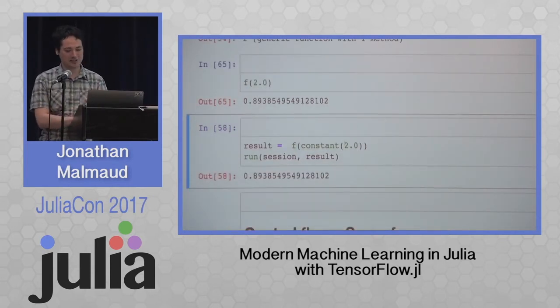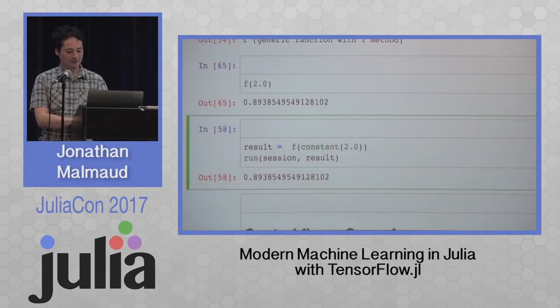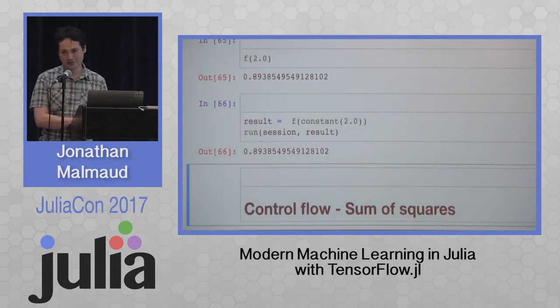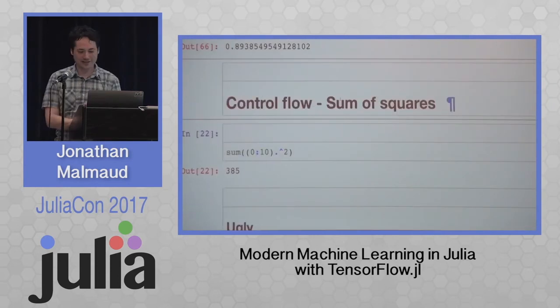I might have moved it to the GPU. It's not a normal number. But I can still call f on it. And I get back a TensorFlow tensor. Then I ask that tensor to evaluate. And it just works. Let's look at some control flow.